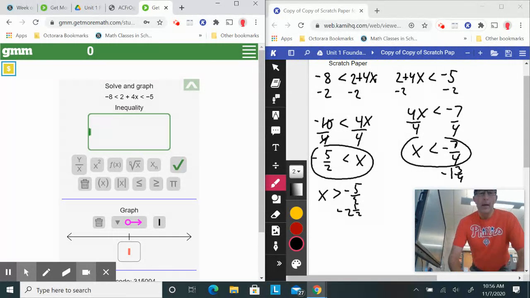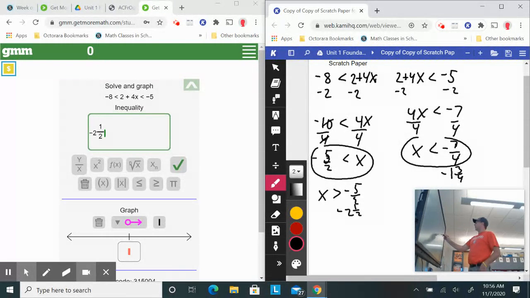I'm going to type in the negative 2, make a fraction. Now I could have kept the improper fraction of negative 5 halves, but I changed it to a mixed number, negative 2.5. Now I want a less than sign, which I got from over here. So if I move that negative 2.5 back out front, negative 2.5 is less than x. So I want a less than sign.